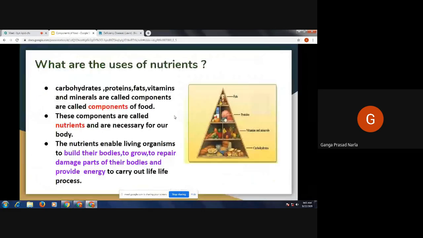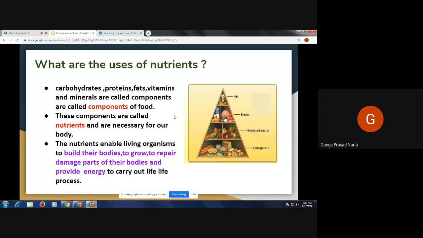We already discussed, right? What are nutrients? Nutrients are the substances present in the food which help us to provide energy, grow our body, and repair our damaged parts. These substances are called nutrients and components of food.